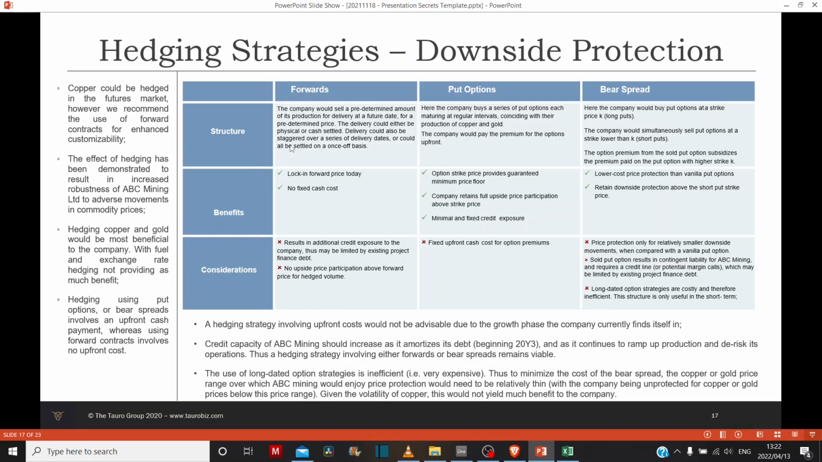I've explained the structure of each of these financial instruments. I've highlighted the benefits. And I've also highlighted some important considerations to think about, or some potential drawbacks, if you wish, of each of these hedging structures. So basically, giving the client as much as possible an informed point of view before they make the ultimate decision.